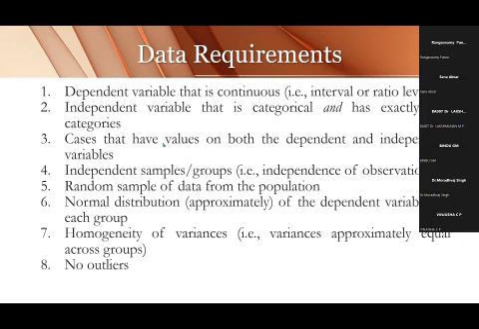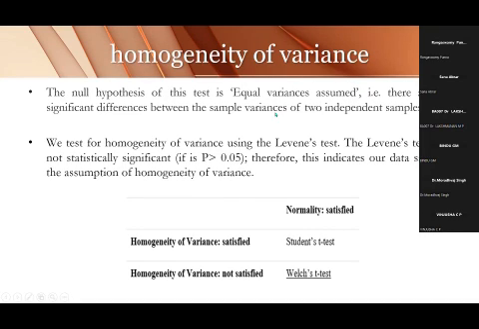Now, the cases must have values on both the dependent and independent variables. For example, the dependent variable must have data, and the independent variable must also have data, with two categories. The common assumptions are random sample, independence of observation, and normal distribution. Another unique point is homogeneity of variance. Earlier, to complete the one sample t-test, we conducted a normality test and then the one sample t-test. Whereas for the independent sample t-test, we are going to conduct a normality test, a homogeneity test, and then the independent sample t-test.